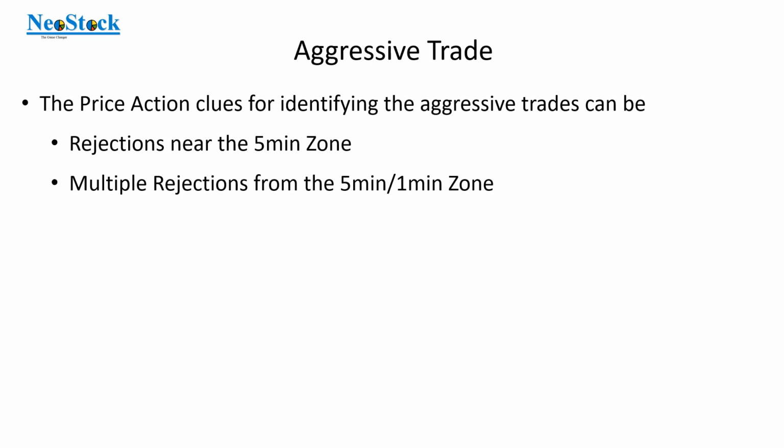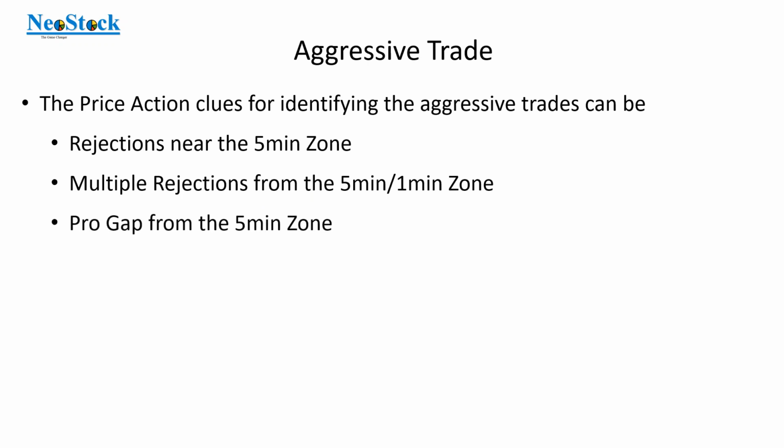Sometimes our success rate is 80% and the failure rate will be 20%. Sometimes they may fail, and at that time we need to accept that stop loss. But the failure rate is less and the success rate is more. That is the point you have to understand: multiple rejections from the 5-minute or 1-minute zone. I will show you the examples.